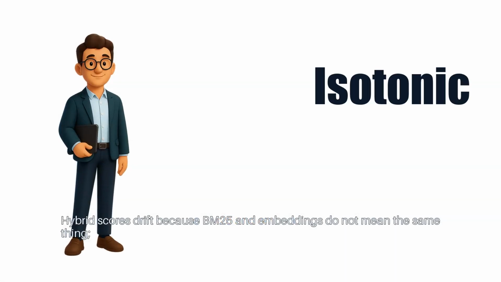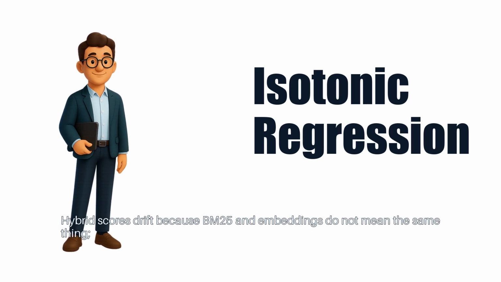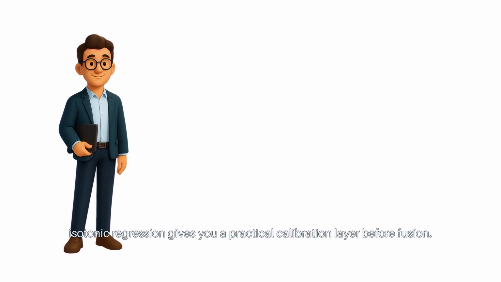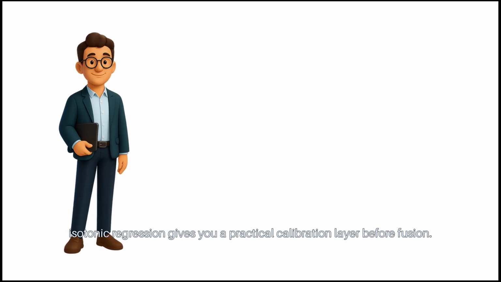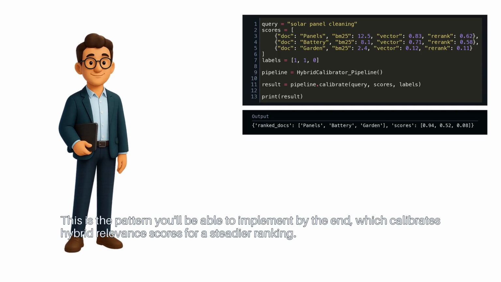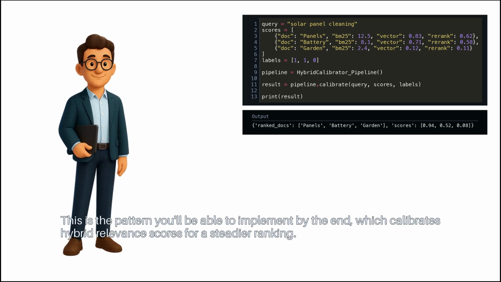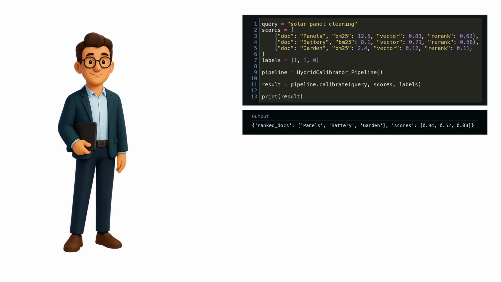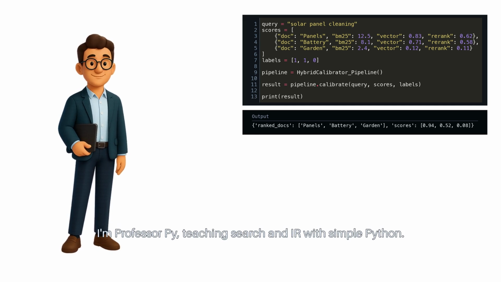Hybrid scores drift because BM25 and embeddings do not mean the same thing. Isotonic regression gives you a practical calibration layer before fusion. This is the pattern you'll be able to implement by the end, which calibrates hybrid relevance scores for a steadier ranking. I'm Professor Pi, teaching search and IR with simple Python.